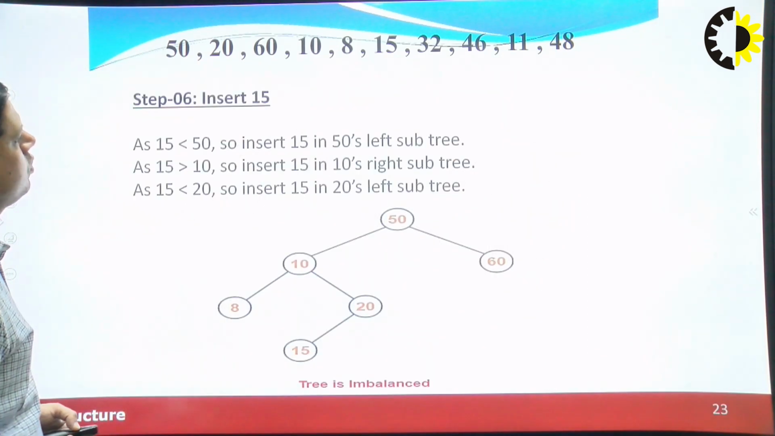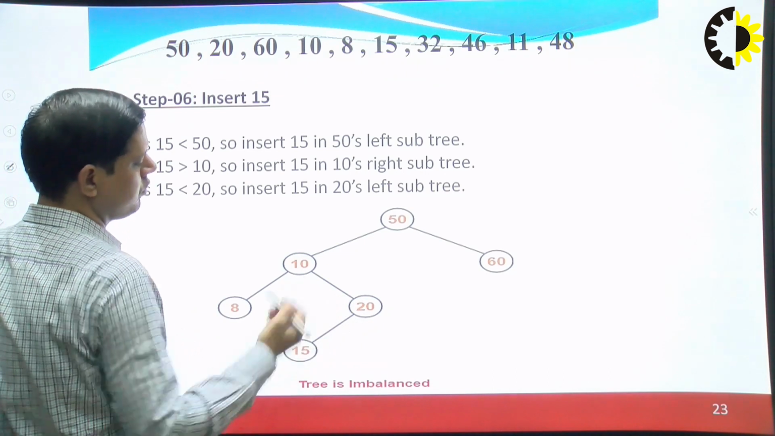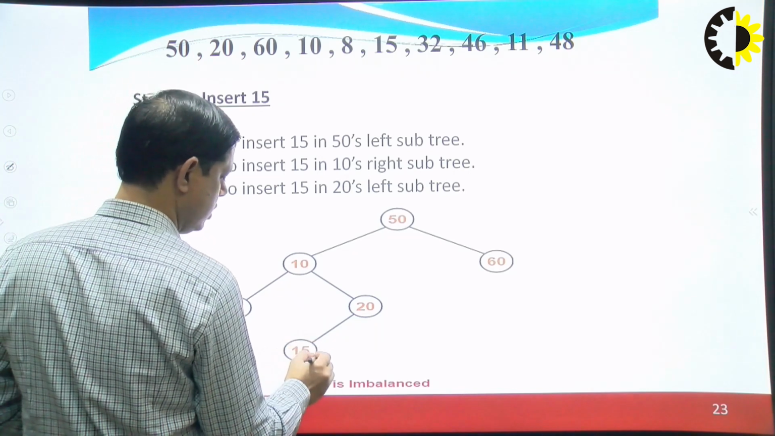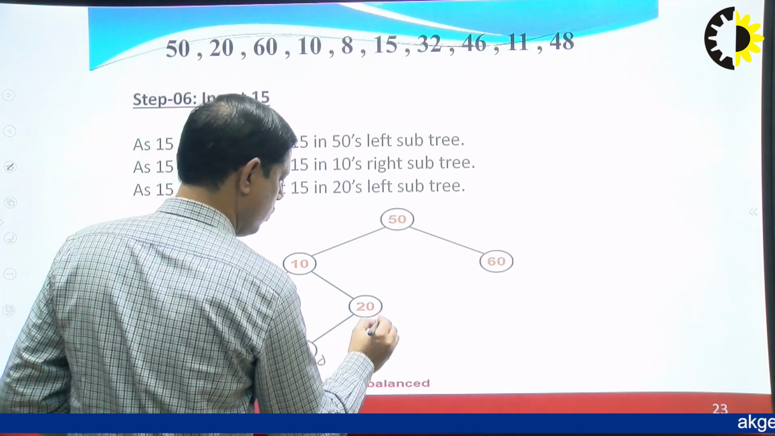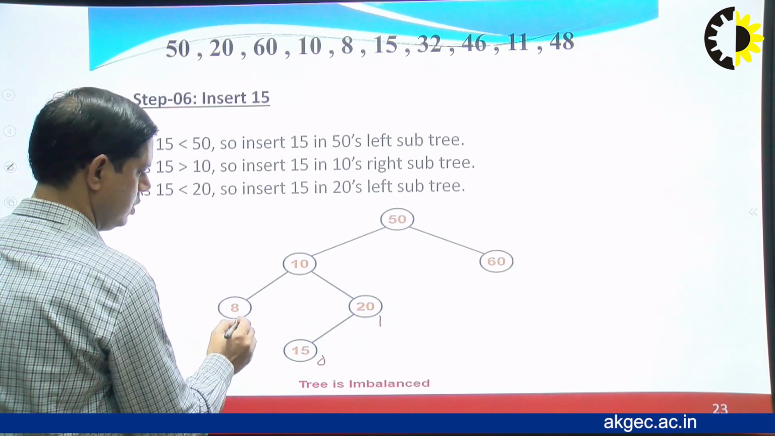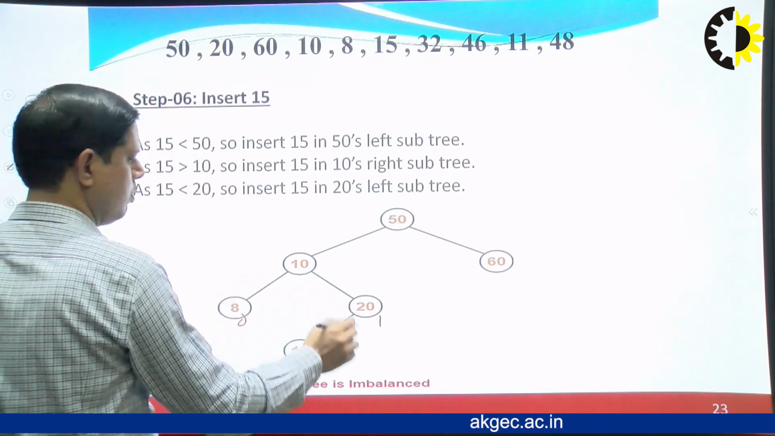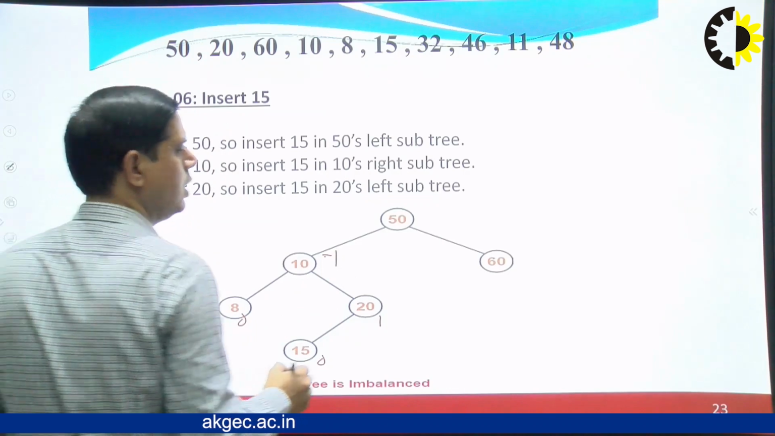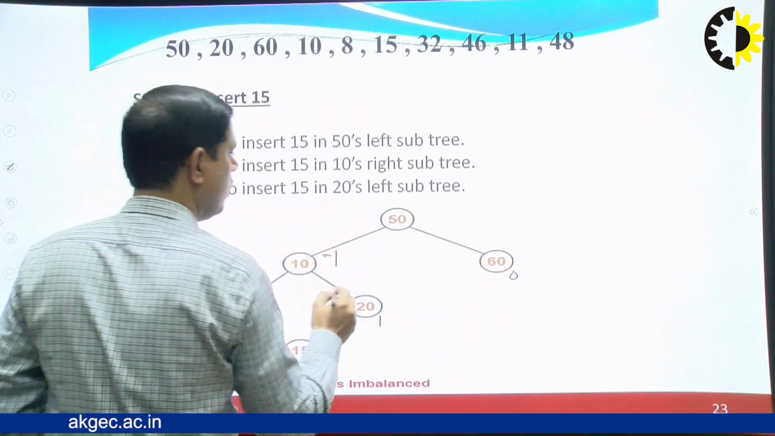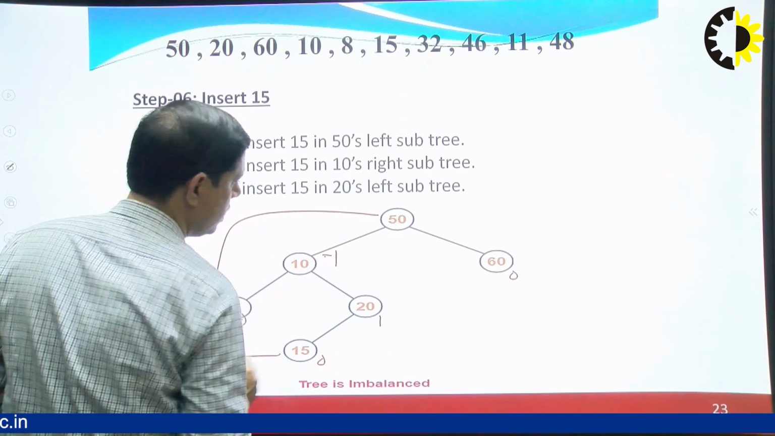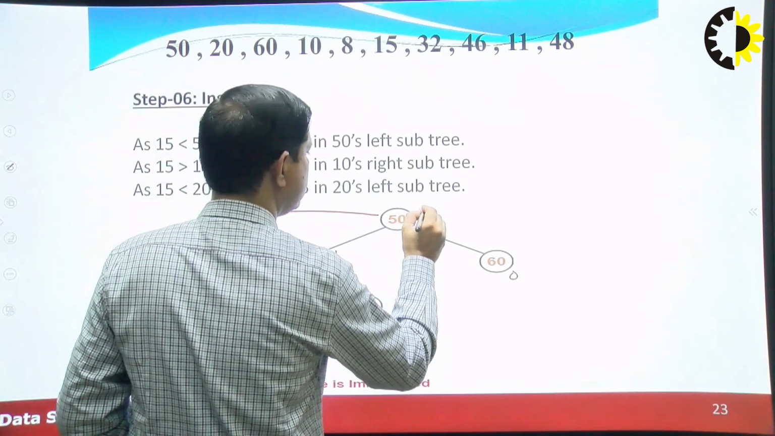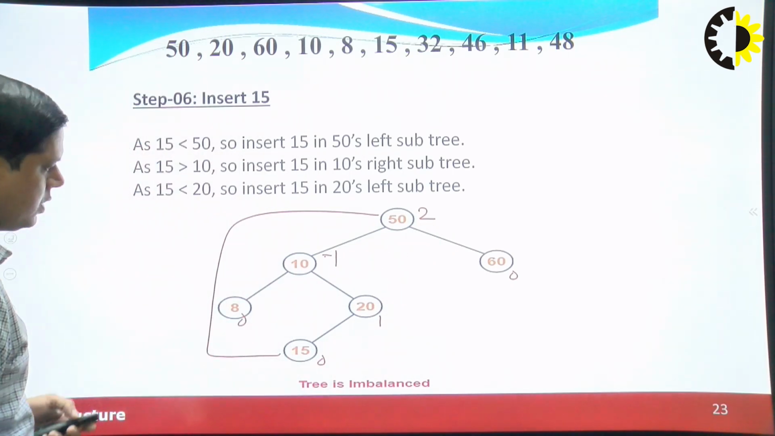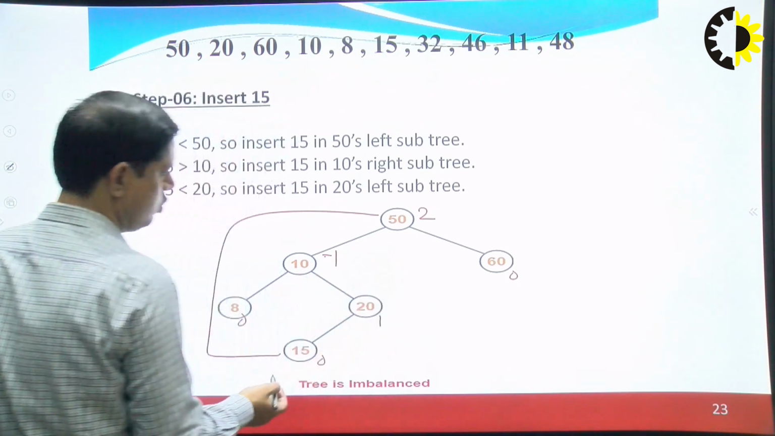After that, we have to insert 15. Then 15 will be the left child of 20, and we will check the balancing factor. That is 0, that is 1, that is 0, and that is 1 minus 2, that is minus 1, and that is 0. If we are calculating at 50, the height of the left subtree is 1, 2, 3, that is 3 minus 1, that is 2. That means the tree is imbalanced at node number 50. Now it is imbalanced due to the insertion of node 15.